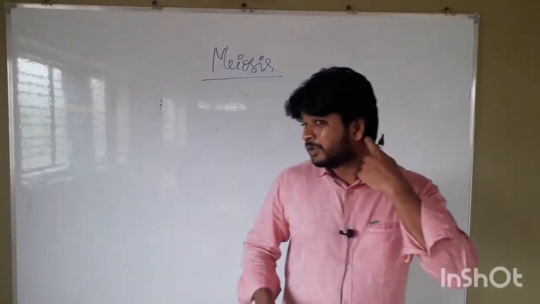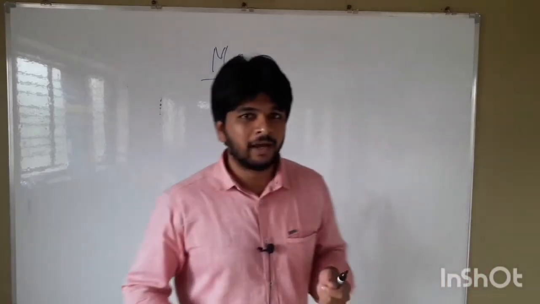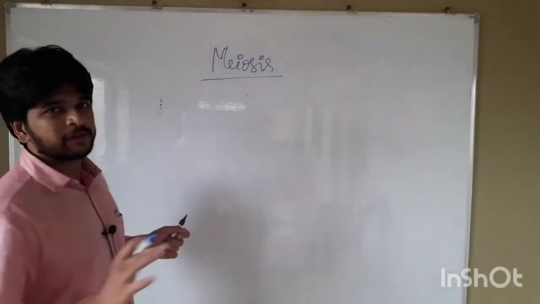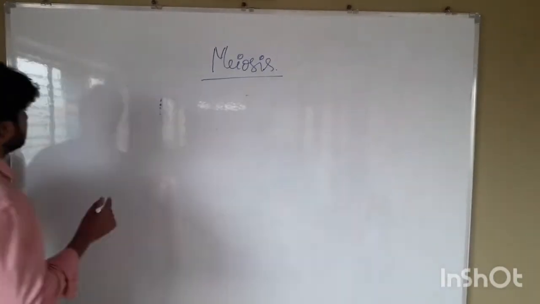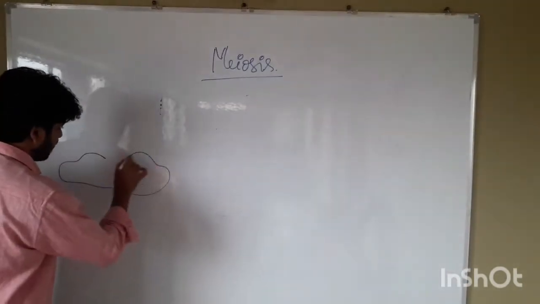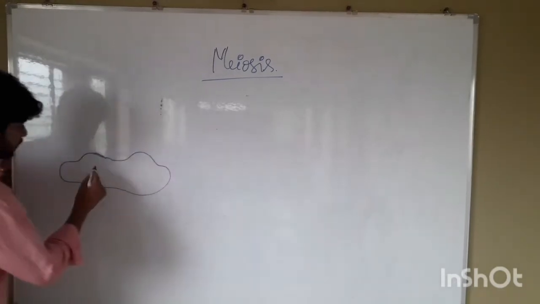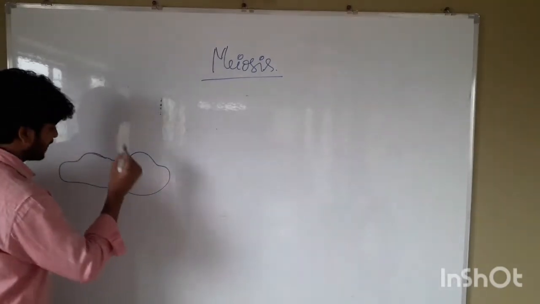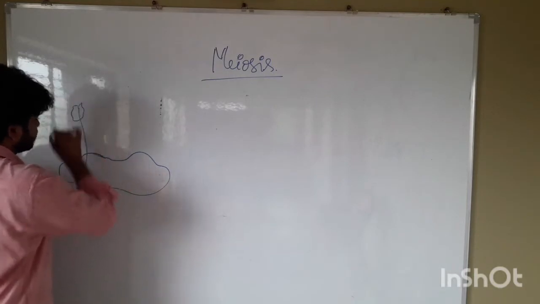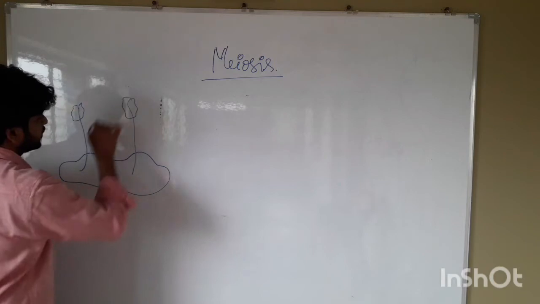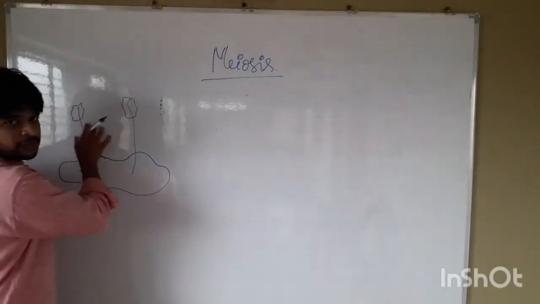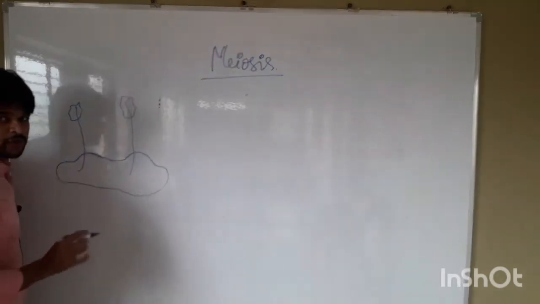Before going into meiosis, I want to explain what actually happens in meiosis as an introduction. Say, for example, there is a gametophyte, say a bryophyte thallus. The main plant body in bryophyte is the gametophyte. This gametophyte produces male and female reproductive structures: antheridia and archegonia. This is the male reproductive structure and this is the female reproductive structure.